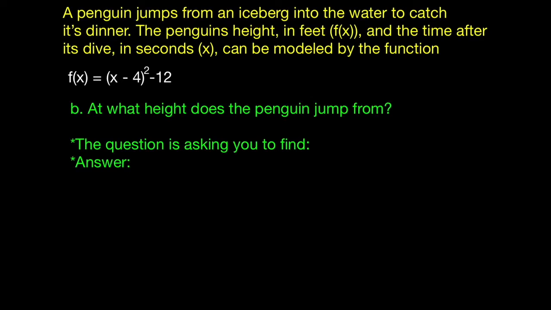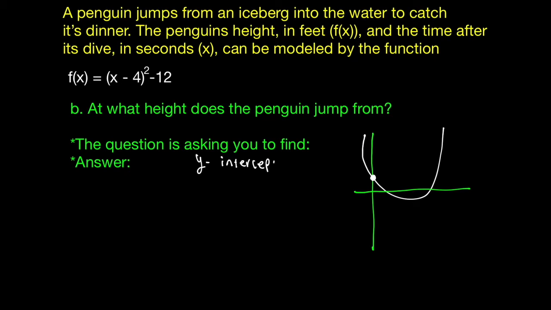Part B is now asking what height does the penguin jump from. If we draw another quick sketch of the scenario, we can interpret this problem as the penguin jumping from this specific point here where the trajectory is crossing through the y-axis. So we can represent this scenario as the y-intercept. So here the question is asking us to find the y-intercept. And to find the y-intercept, we have to evaluate f of 0.